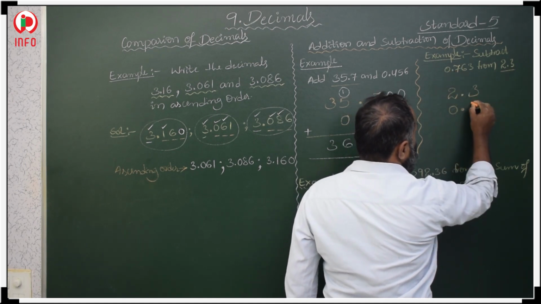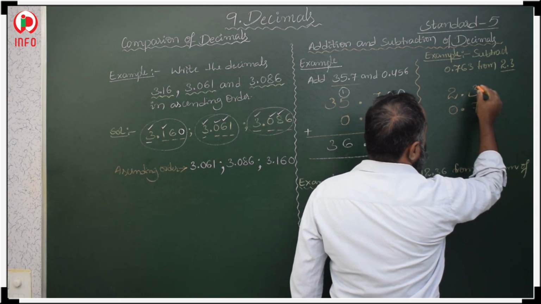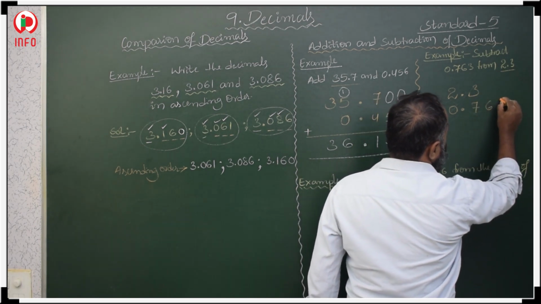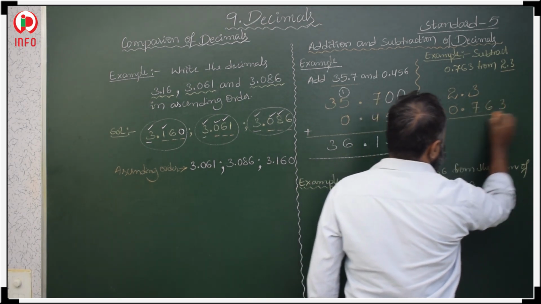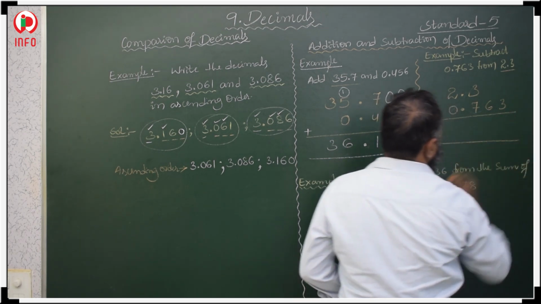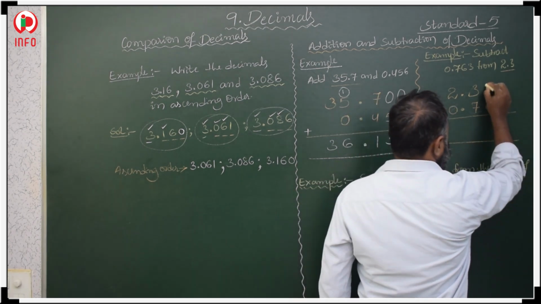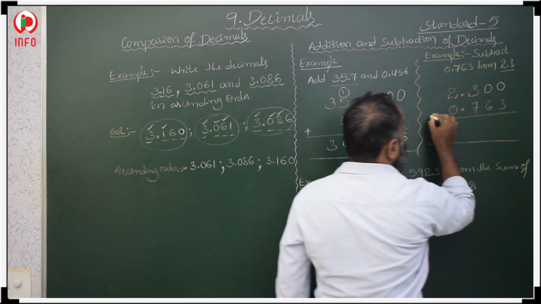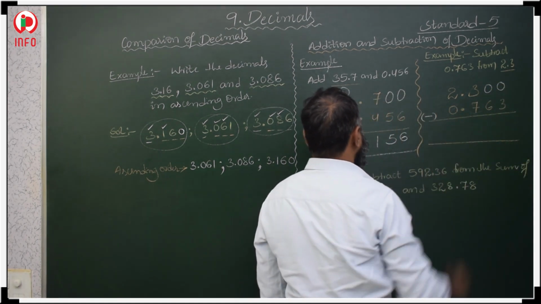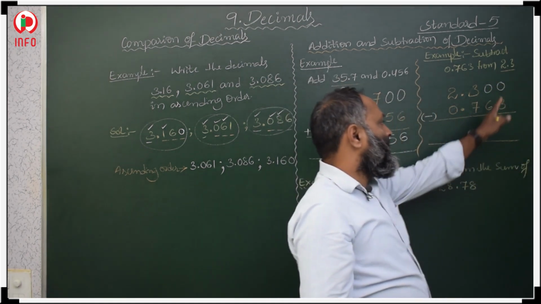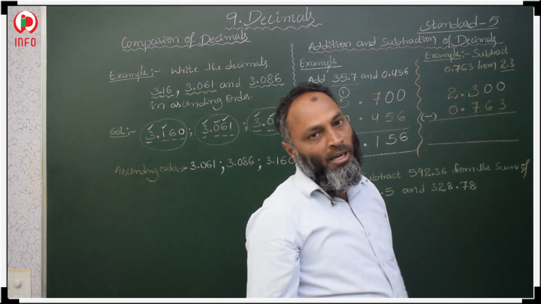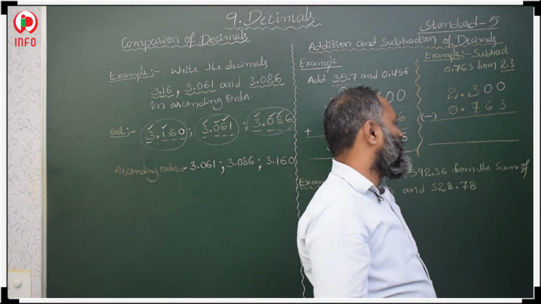left side tenths place is 7, hundredths place is 6, and thousandths place is 3, and in other places 0 here and 0 here. Now minus. Now 0 minus 3, we cannot subtract a bigger number from a smaller one.